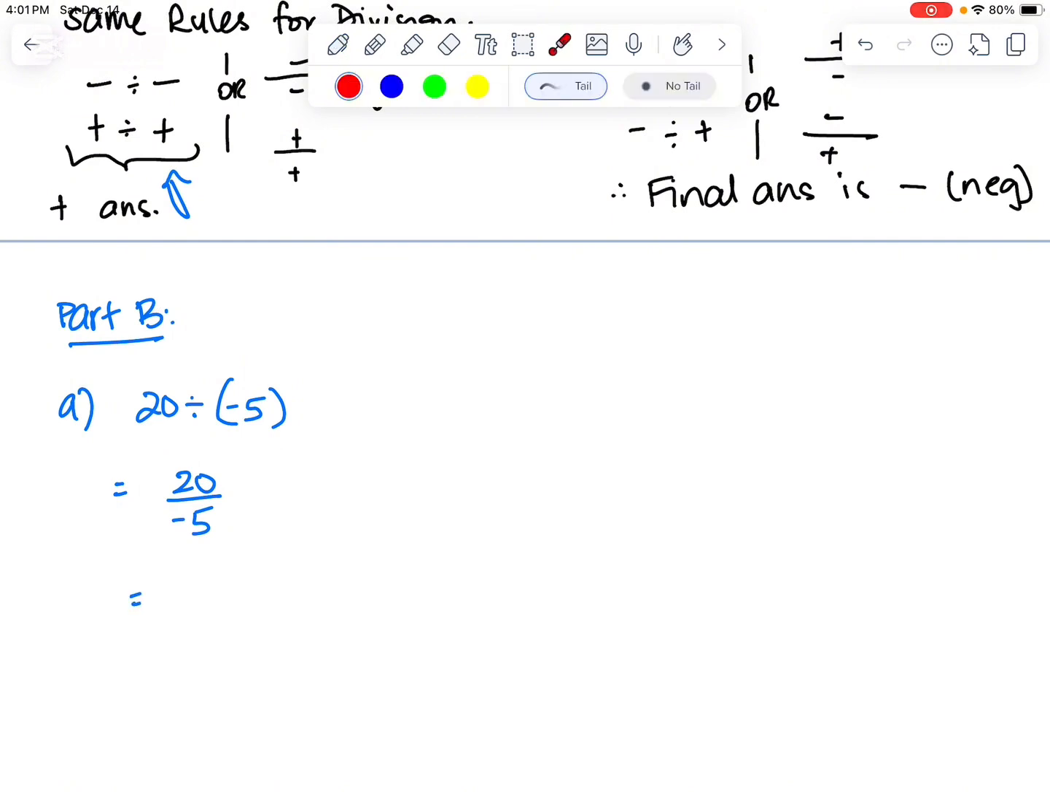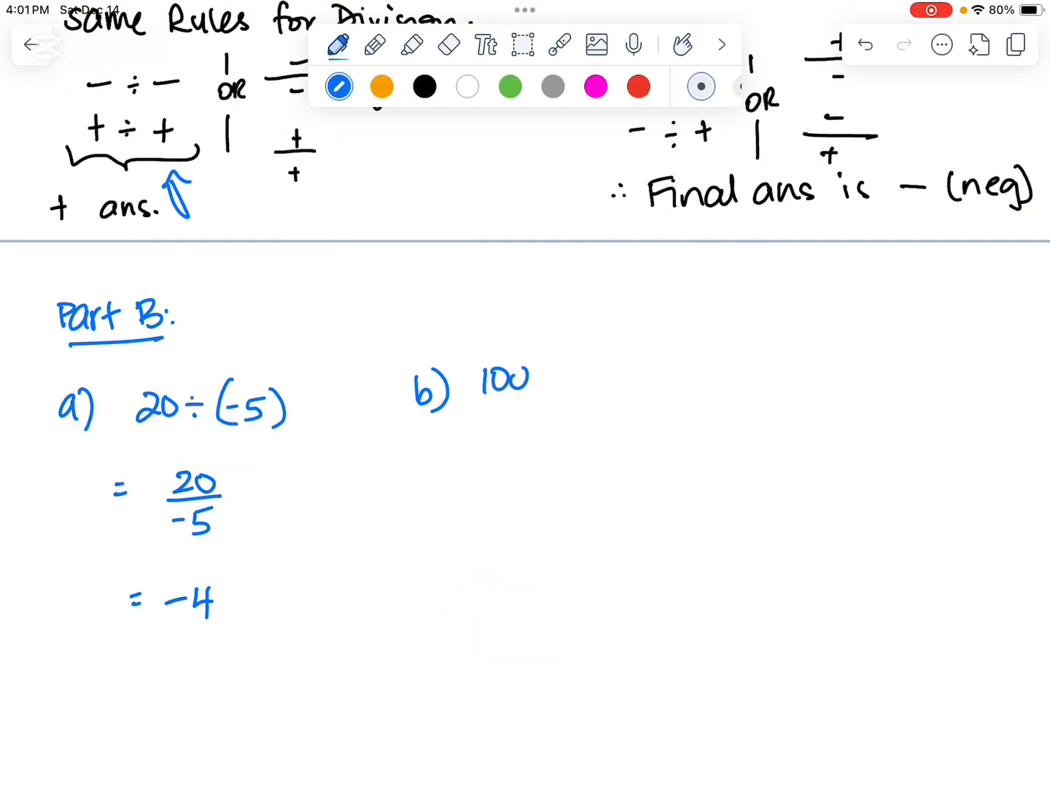So how do I do it? I'm still going to do 20 divided by 5, just ignore that negative sign for now. We know that answer is 4. And then we know that because one sign's plus and one is minus, they're different, which means I need a negative sign. So that's just how you would do it if your question was originally written this way. Okay, I could give you another one.